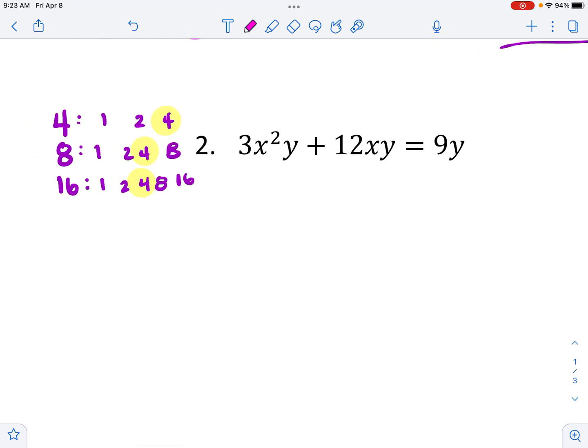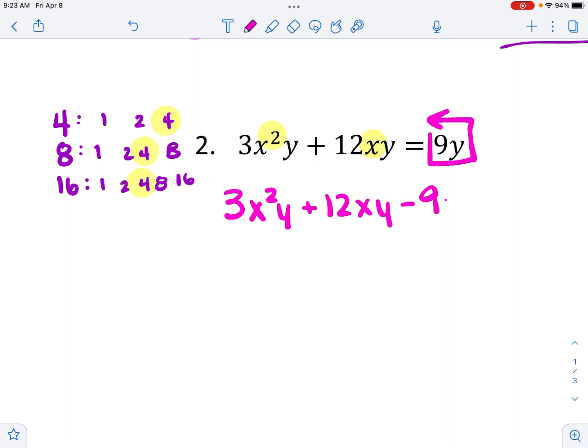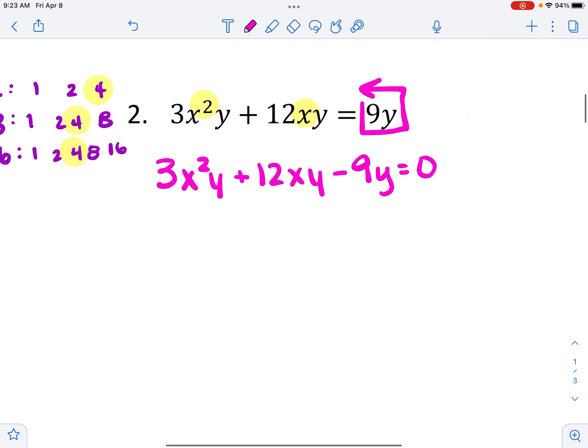So put it in standard form. That means the 9y has to move to the other side, and it's going to change from a positive to a negative. And as a reminder, it's x squared, then x, and then nothing. So it becomes 3x squared y plus 12xy minus 9y. So we put it in standard form first.